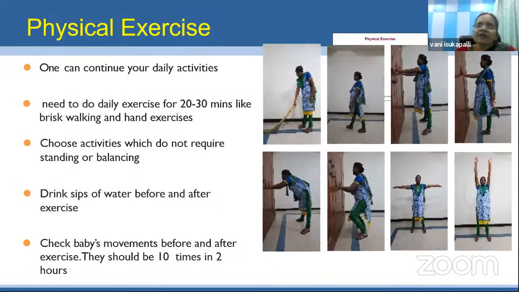Here, the physical exercise should be convenient, understandable by the antenatal mother, and feasible. We have to educate them that one can continue their daily activities and need not take additional rest. They need to do a daily exercise for 20 to 30 minutes, like brisk walking or any exercise involving the upper limbs. The antenatal woman is advised to choose a physical activity which does not require standing or balancing. Apart from these two, any other exercise is okay.